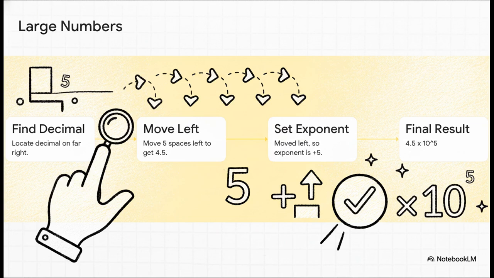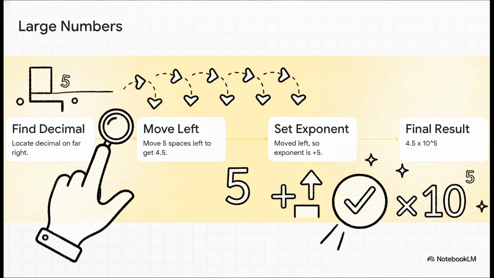Now, I want you to physically imagine grabbing that decimal, and we're going to slide it to the left, step by step. Ready? 1, 2, 3, 4, 5 spaces. We slam the brakes the moment we hit a number between 1 and 10, which gives us exactly 4.5. Now, since we moved that decimal 5 spaces to the left, our exponent becomes a positive 5.